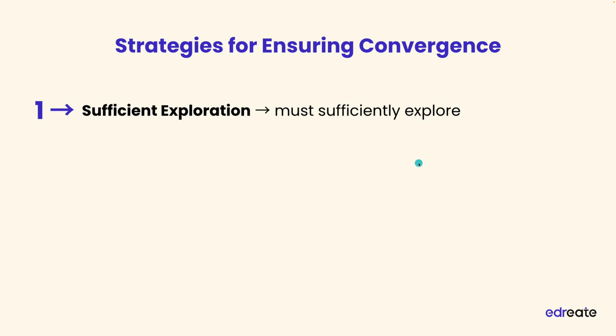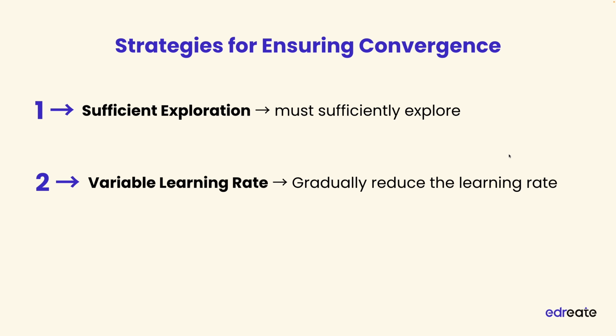So the strategy for ensuring convergence is you should explore sufficiently, because if you don't explore sufficiently, you might never know what's possible. And that is also a good life lesson. Secondly, to reach convergence fast, have a variable learning rate. That is, initially keep a high learning rate and then reduce it over time. This is usually a good strategy for many learning algorithms outside reinforcement learning as well.